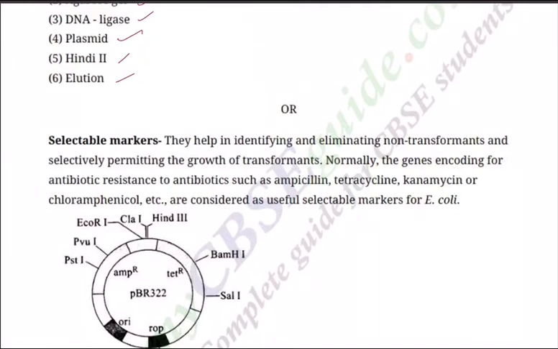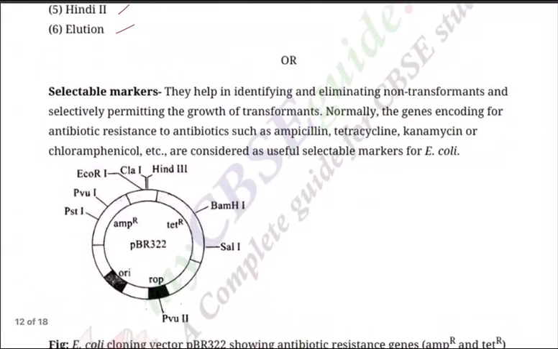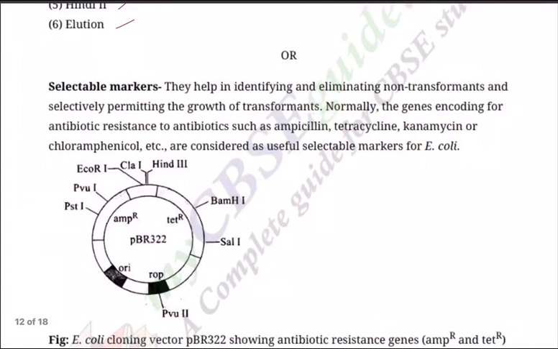You got a descriptive type one. That is, explain the importance of selectable marker with the help of a suitable diagram. Now, when we say with the help of a suitable diagram, first draw the diagram. Look at this. So you need to draw this. This is pBR322, very famous, familiar one.